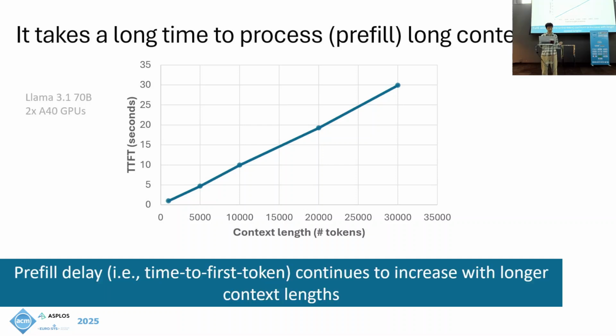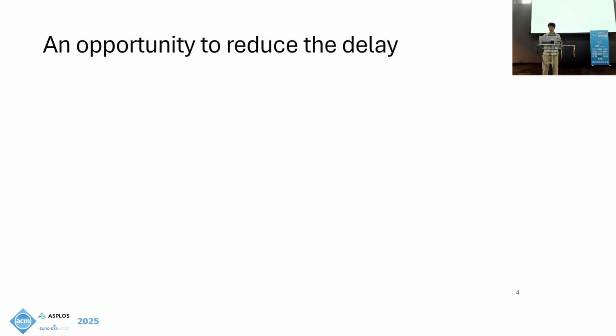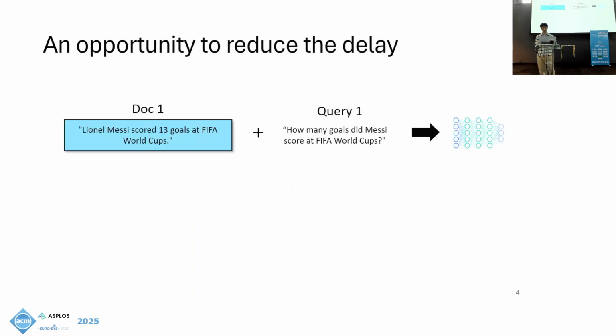As shown in this figure, the prefill delay, or in other words, the time to first token, continues to increase with longer context length. So an opportunity to reduce such delay is prefix caching. And here's how prefix caching works.